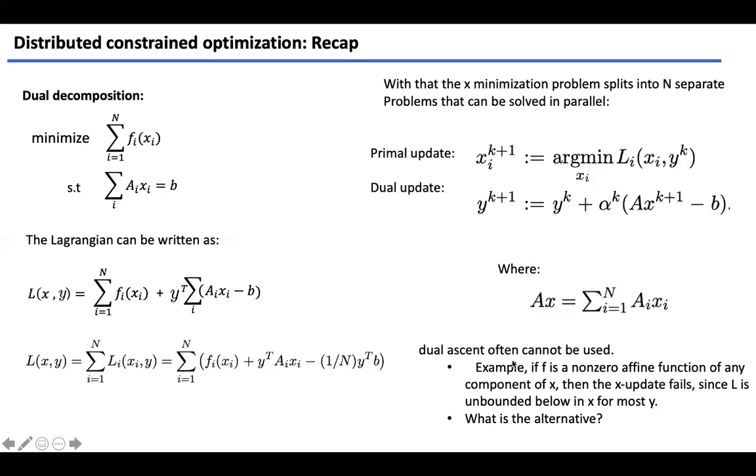There is one problem with this method, which is called dual ascent. Assume f is an affine function with respect to one of the elements. Let's say f is a function of a vector that has two elements, x1 and x2, and f is equal to x1 squared plus x2. Now it's an affine function with respect to x2. When we come to the step of updating the primal variable, if we set the derivative to 0, then the derivative is not a function of x2 anymore.